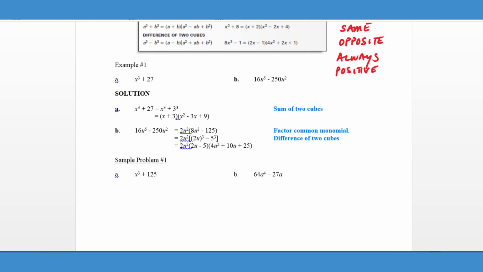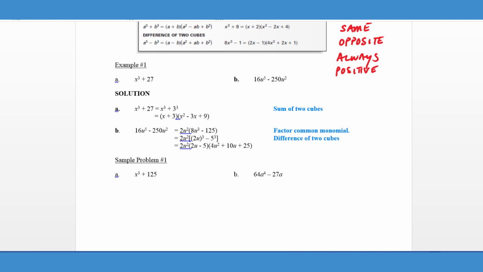So you can see x cubed plus 27. We know that 27 is 3 to the third power. So once we identify that we have a perfect cube on both parts of the binomial, we take the part x plus 3 directly out of that, and then we have left over a trinomial, and we just follow the pattern above. With part B, you can see that we have a 2u squared that's common, so we need to take that out first before we can identify the perfect cube. So this has a second layer of factoring, just like you've seen in previous problems.